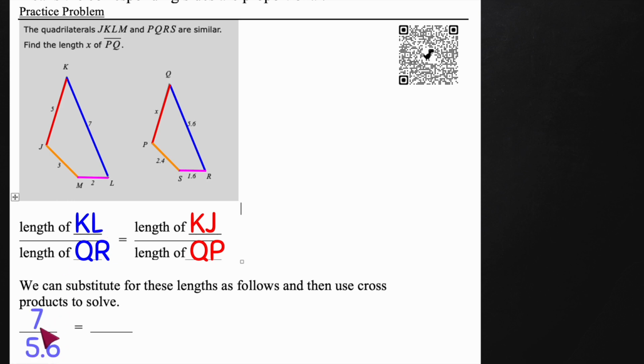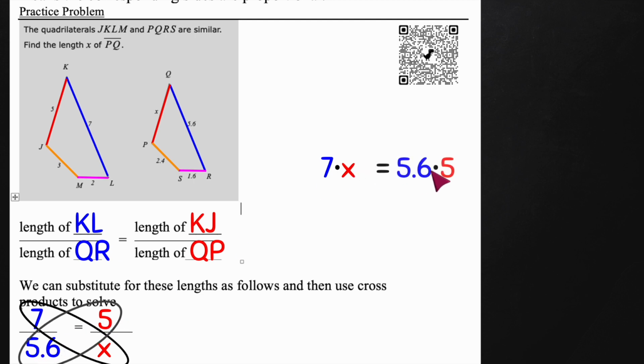So now we're going to substitute the actual lengths in here. KL is 7 and QR is 5.6. So I can just grab that straight from the diagram. KJ, that's 5. And then QP, that's my X, right? That's the one I don't know. So now I'm going to solve this with cross multiplication. I'm going to go across from top to bottom, from left to right, 7 times X. And then I'm going to do the same thing in the opposite direction here, from right to left. And I have 5.6 times 5.